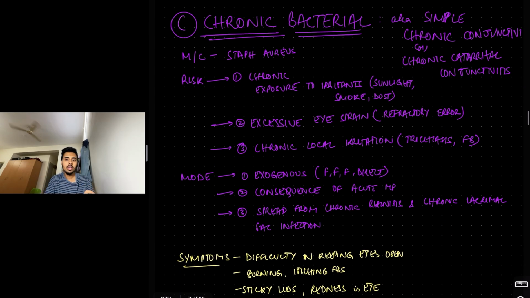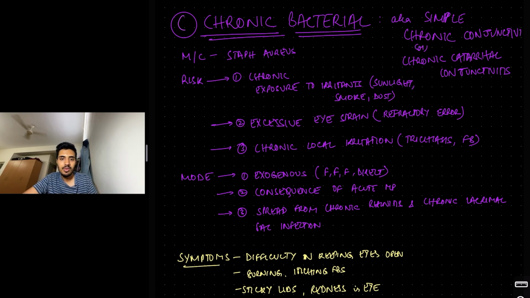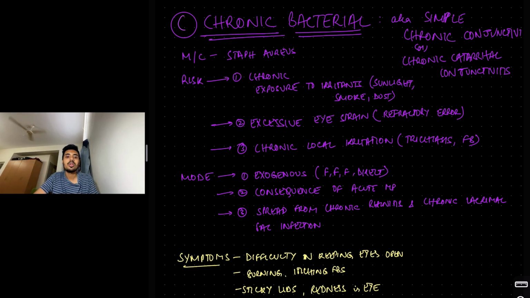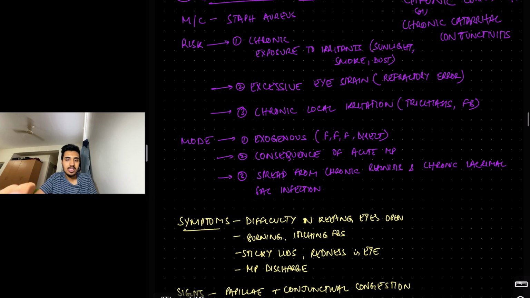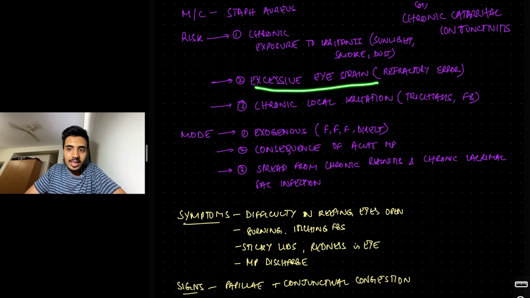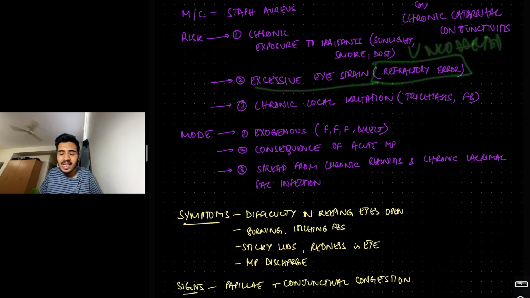Next, coming to chronic bacterial conjunctivitis, also known as simple chronic conjunctivitis or chronic catarrhal conjunctivitis. Here also, the most common causative agent is Staphylococcus aureus. Now, one very important thing you need to remember is the risk factors. Just remember 3 things. Chronic exposure to irritants, chronic local irritation, or chronic eye strain. See, excessive chronic eye strain, let's say the patient has uncorrected refractive error, so he's continuously squinting the eye, straining the eye.